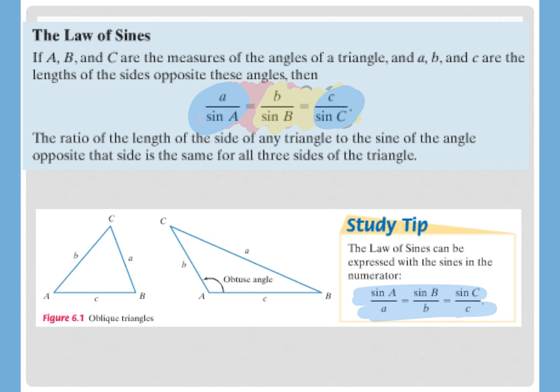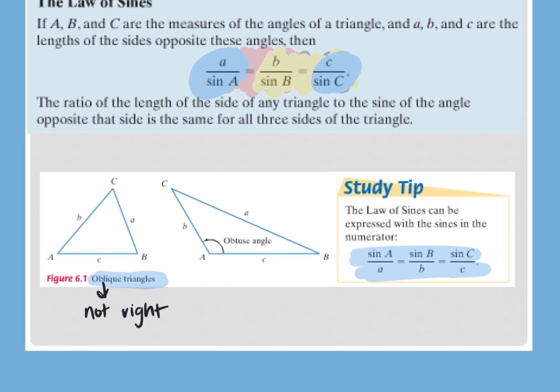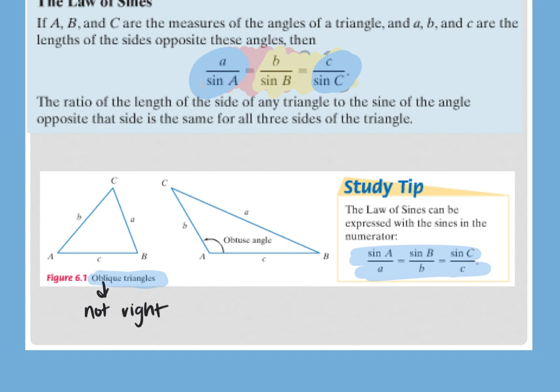And these are used for what are called oblique triangles. Oblique means not right. So if it was a right triangle, we would use SOHCAHTOA. These are not right triangles, so we use the oblique laws. They could be acute or obtuse.